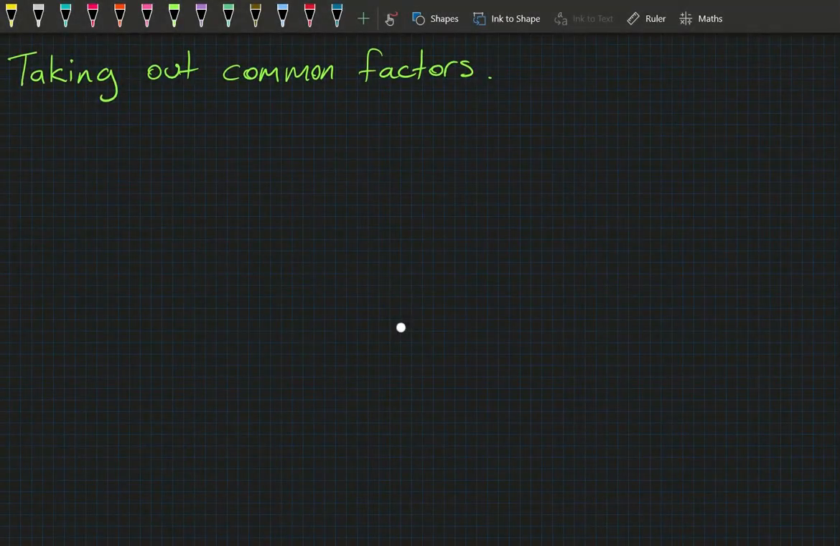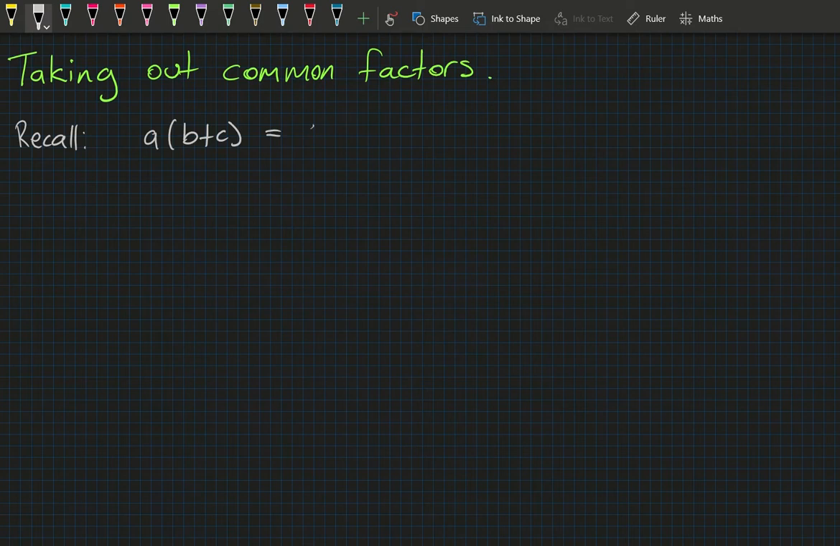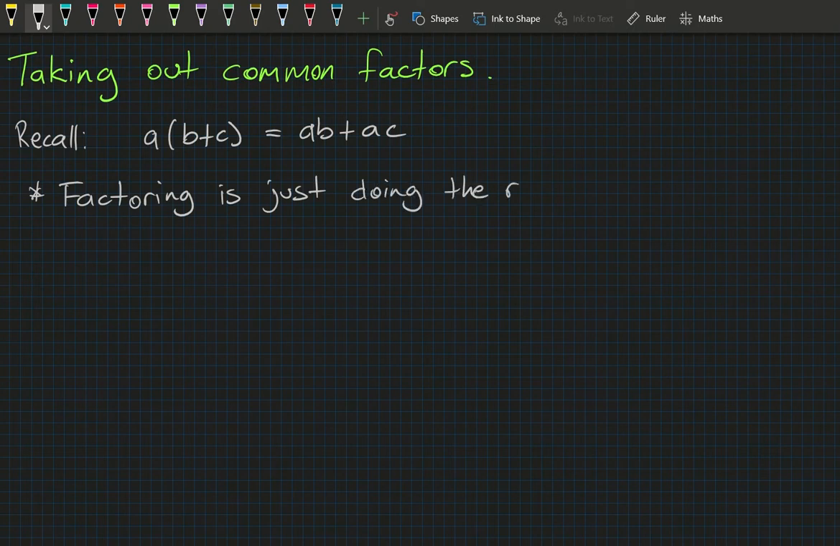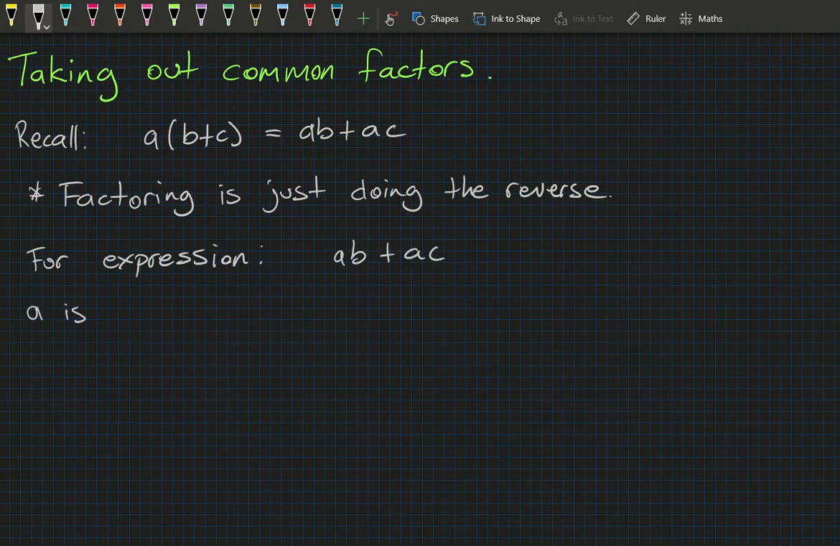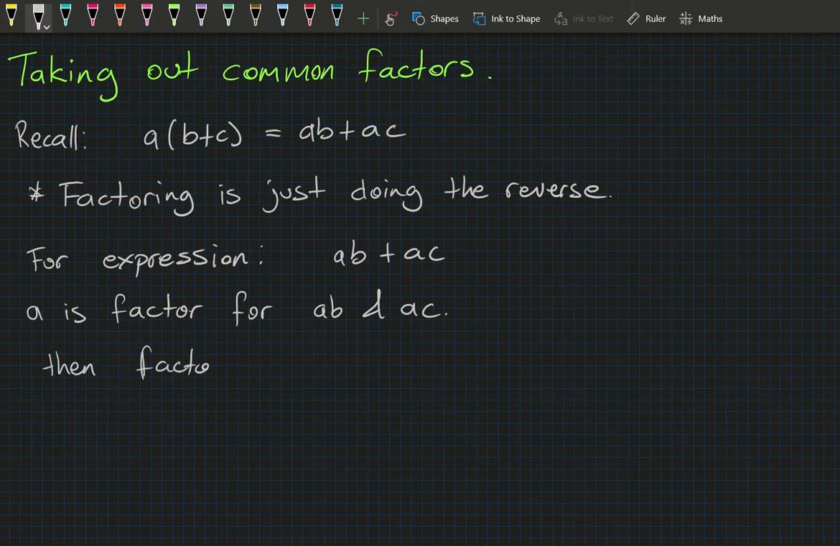So we covered expanding in our last lesson, so you should be able to recall that a times (b plus c) is equal to ab plus ac. And as we said in the introduction, factoring is just doing the reverse. So if you were presented with the expression ab plus ac, well, a is a factor of ab and ac. So you'd then just factor that by saying a times (b plus c).